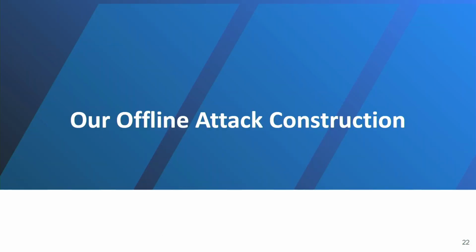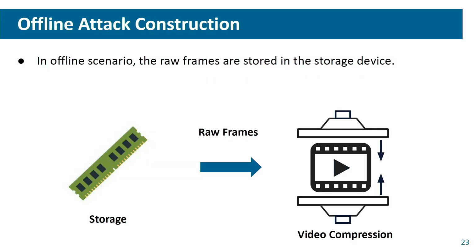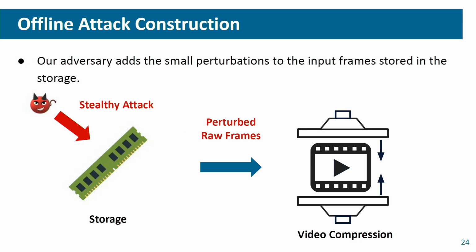Now let's move to our offline attack construction. In the offline attack scenario, the raw frames are stored in the storage device. The victim wants to encode the video sequences using video compression in order to reduce the large amount of data. Before compressing the videos, our adversary will add small perturbations to the raw video so that the adversarial perturbations are imperceptible to the naked eye.